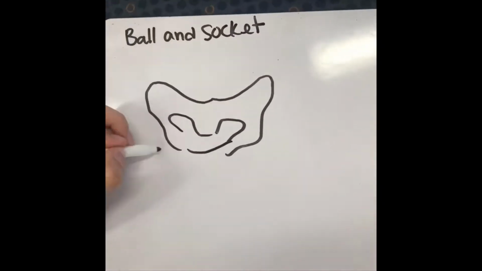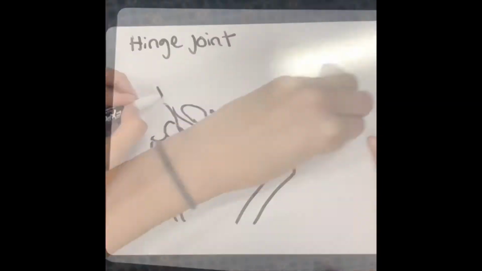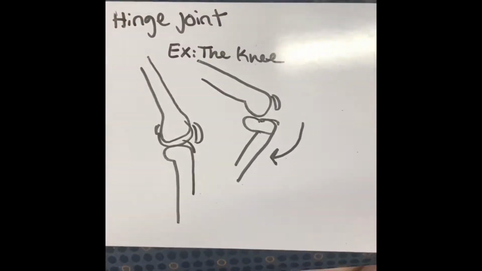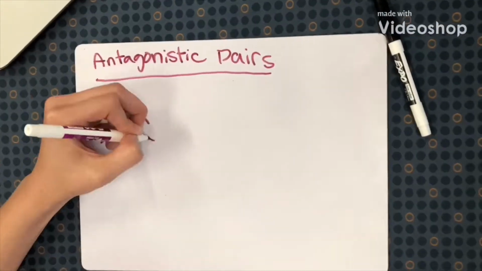This is what a ball and socket joint looks like. This is the hip and the femur. This is a demonstration of an example of a hinge joint. This is the knee. Muscles connect to bones via tendons and contract to facilitate movement of the body.